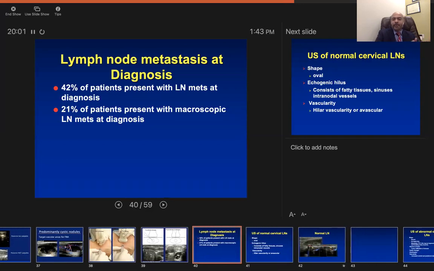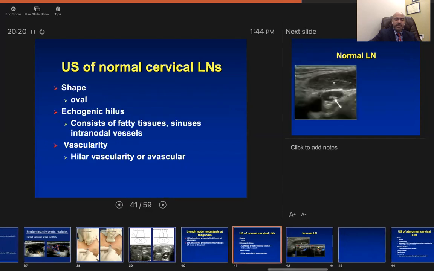So with apologies to my friend and the organizer, I'm going to quickly go through the remaining slides. Lymph node metastasis: 42% are diagnosed, and 21% of patients present with macroscopic lymph node mets at diagnosis.